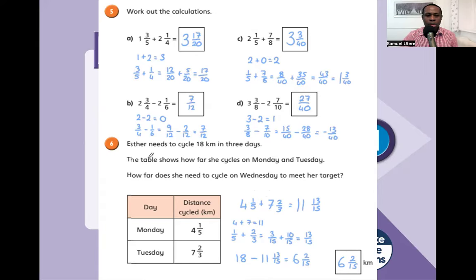For question 6, you were asked, Esther needs to cycle 18 kilometers in 3 days. The table shows how far she cycles on Monday and Tuesday. You can see it there. How far does she need to cycle on Wednesday to meet her target? So this is a typical question where you need to do some reasoning. So we need to add the total for Monday and Tuesday, which gives us this fraction. To have what she has left, we need to subtract it from 18. Okay, so, and that's what we get there. So we need to subtract this from 18.